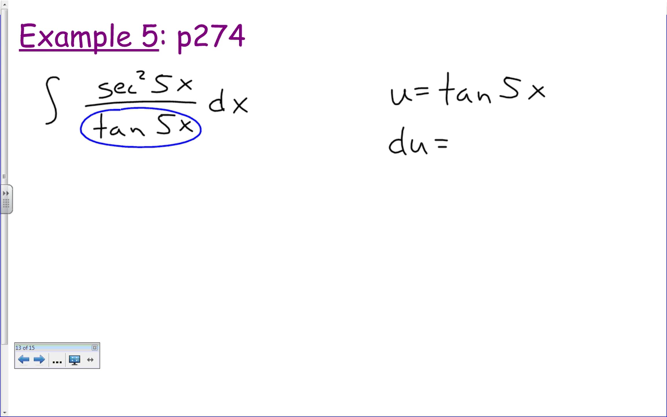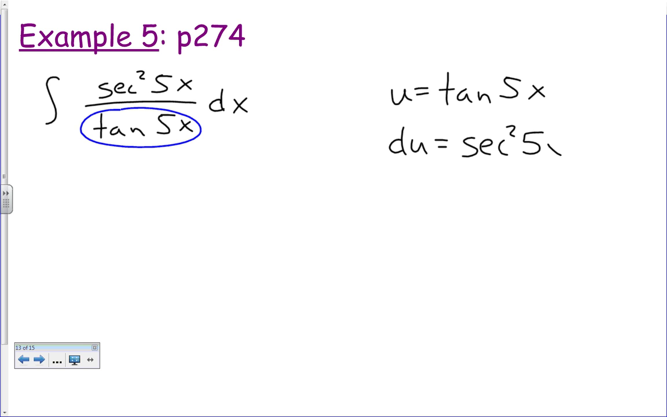I don't have to worry about the constants, but the other functions that need to be part of that derivative need to show up here. And so as I do this, I'm thinking, okay, tangent is in the denominator, and I see secant squared in the numerator, and oh, the derivative of tangent is secant squared. That's exactly what I needed.